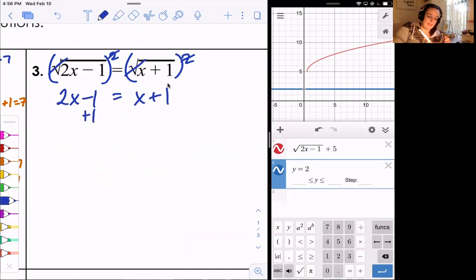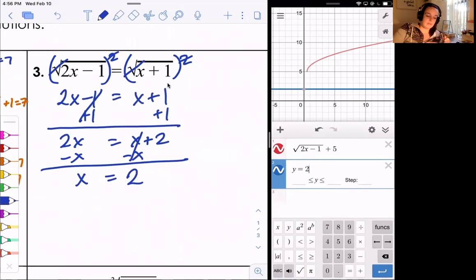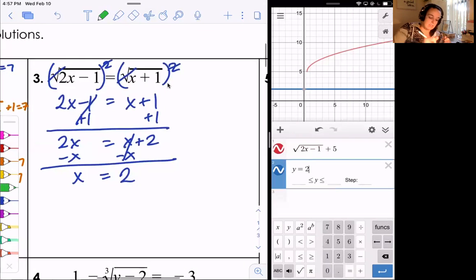Go ahead and add 1 on both sides. Subtract x on both sides. I won't do it all at the same time. All right, so we have 2x equals x plus 2. Go ahead and subtract that x over to the other side. 2x minus x would be x equals 2. x equals 2. Remember that I still need to check this, right?